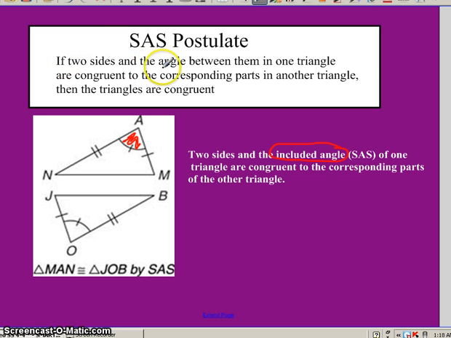Let's see, if two sides and an angle between them in one triangle are congruent to the corresponding parts in another triangle, then the triangles are congruent. So the included angle is formed by the two congruent sides.